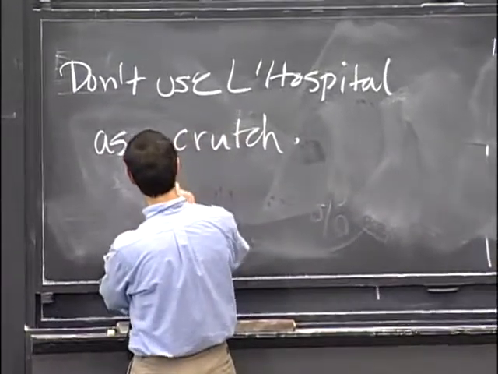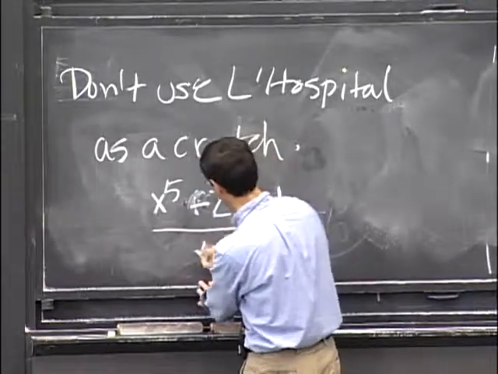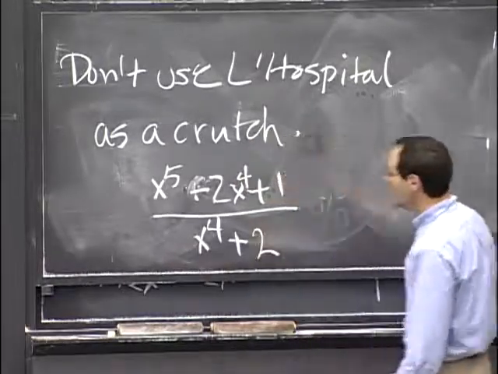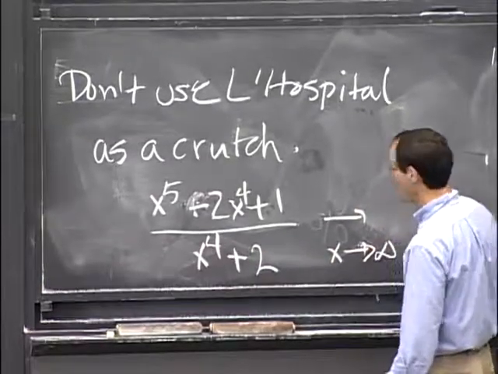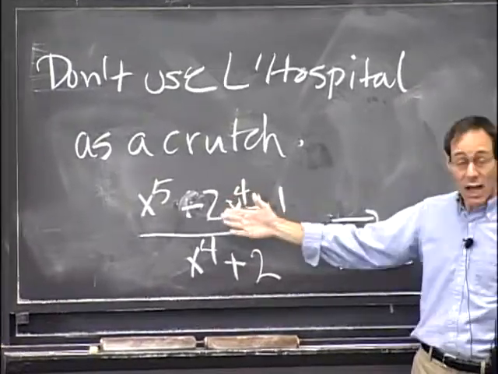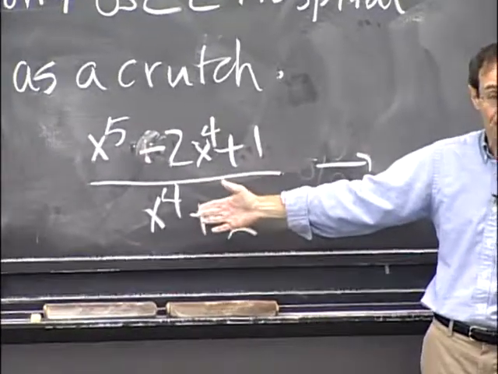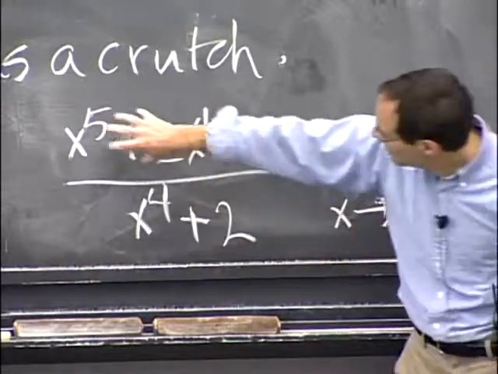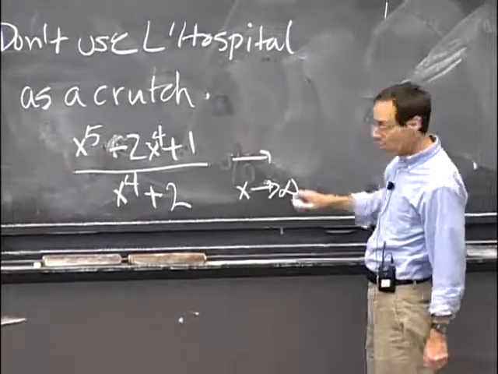If you have something like this, so we'll do this one here. Suppose you're trying to understand what this does as x goes to infinity. Now, you could apply L'Hopital's rule 5 times or 4 times and get the answer here. But really, you should realize that the main terms are sitting there right in front of you and that there's some algebra that you can do to simplify this.